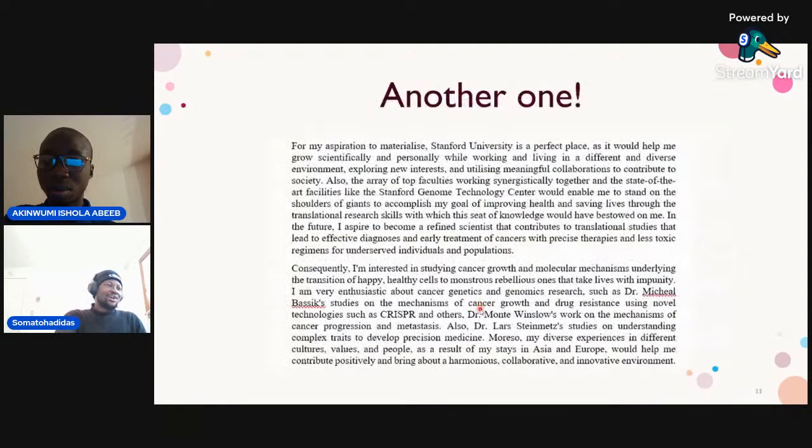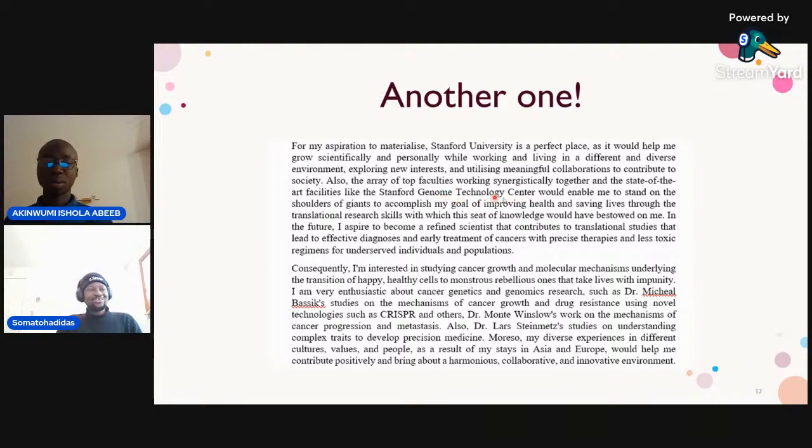Then another one we have here is just talking about why the school and why the program. He said, for my aspirations to materialize, Stanford University is a perfect place as it will help me grow scientifically and personally while working and living in a different and diverse environment, exploring new interests and utilizing meaningful collaboration to contribute to society. Also, the array of top faculty working synergistically together and the state of the health facilities like the Stanford Genome Center.